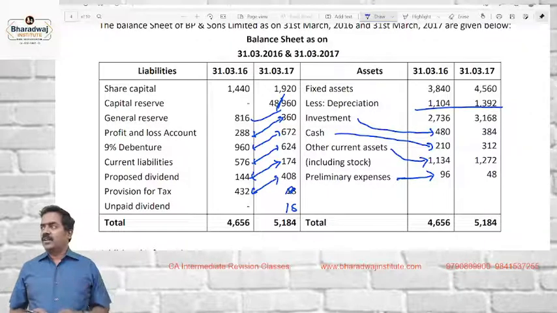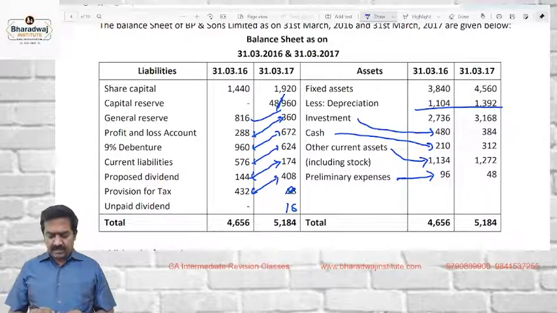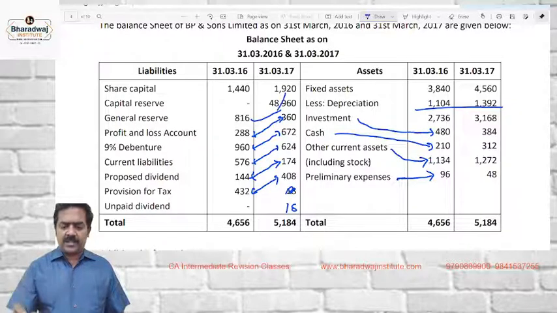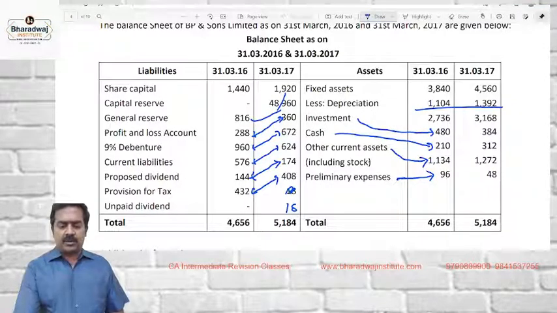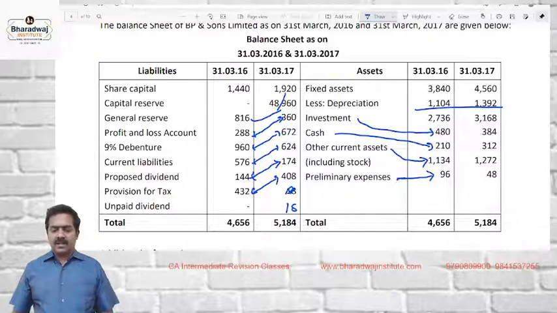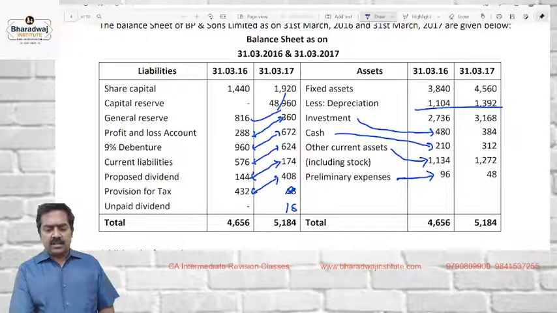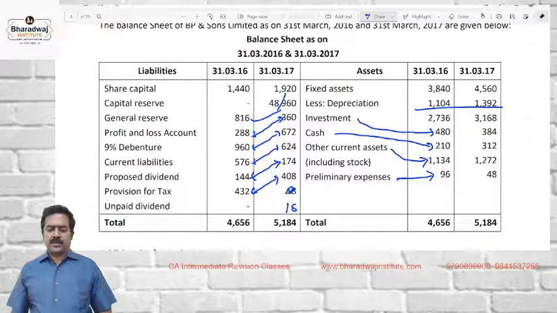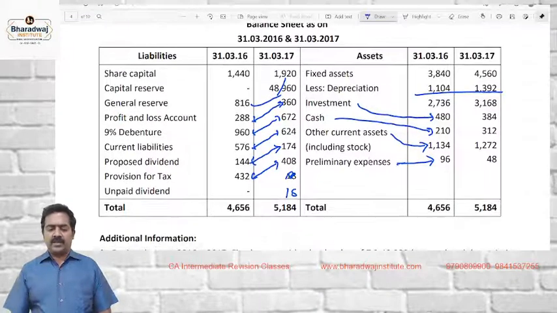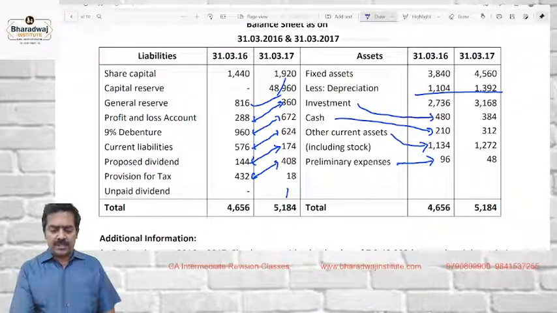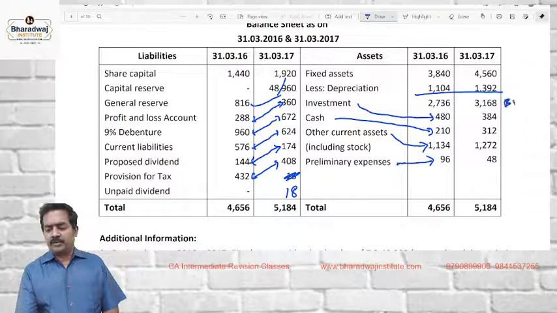Capital reserve is only what? Opening balance is 0, closing balance is how much? 48. General reserve, opening balance is 816, closing balance is 960. P&L account, opening 288, closing 360. Debentures 960 and 672. Current liabilities 576, 624. Proposed dividend 144 and what? 174. Provision for tax 432 and what? 408. Unpaid dividend. What is the closing balance? 18.